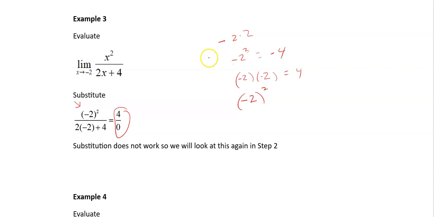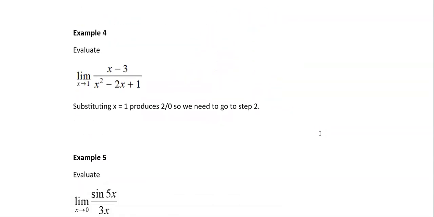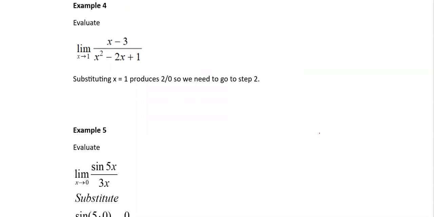So example 4. You move down here. This is another one. The limit as x goes to 1. When I put 1 in at the top, I get 1 minus 3. I actually get -2 divided by 0. So I need to go to step 2. I get 0 on the bottom again, so I'll need to go to step 2. I will do both of these in step 2.